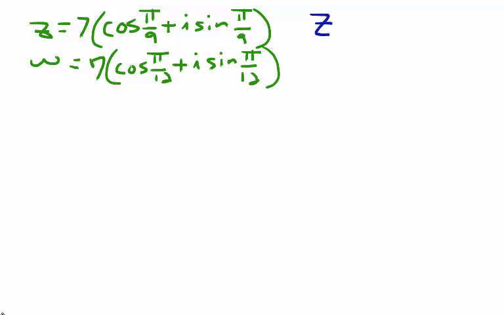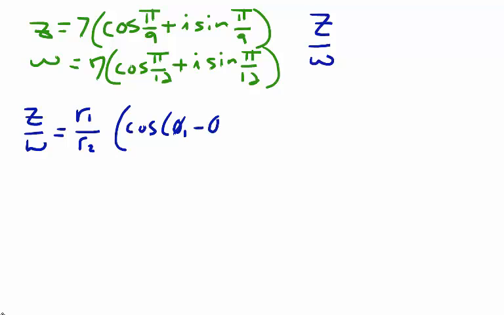To find z divided by w, the quotient of our two complex numbers, we'll use the formula z over w equals R1 over R2 times cosine of theta 1 minus theta 2 plus i sine theta 1 minus theta 2.